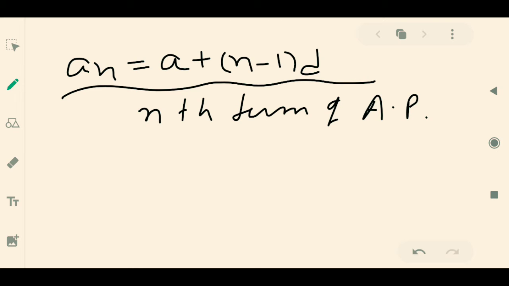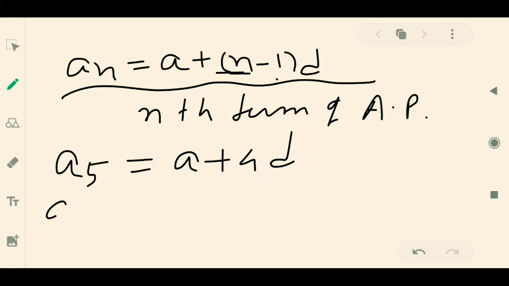So if I say a5, then it will be a plus, n means 5, so (5 minus 1), that is 4d. If I write a100, it will be a plus (100 minus 1), that is 99d. It will be like this.